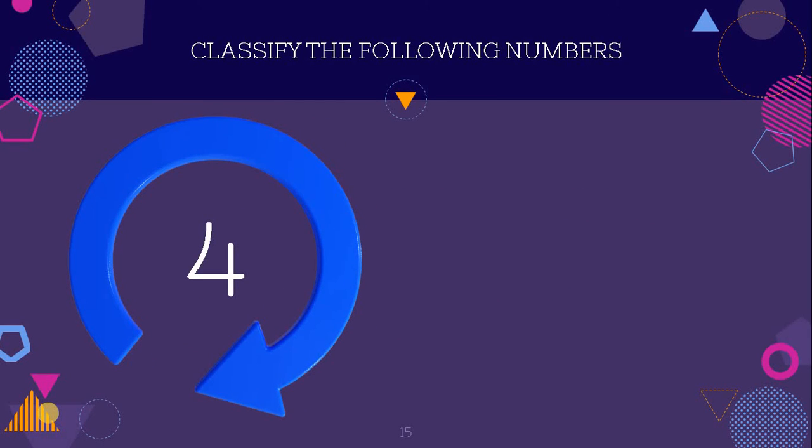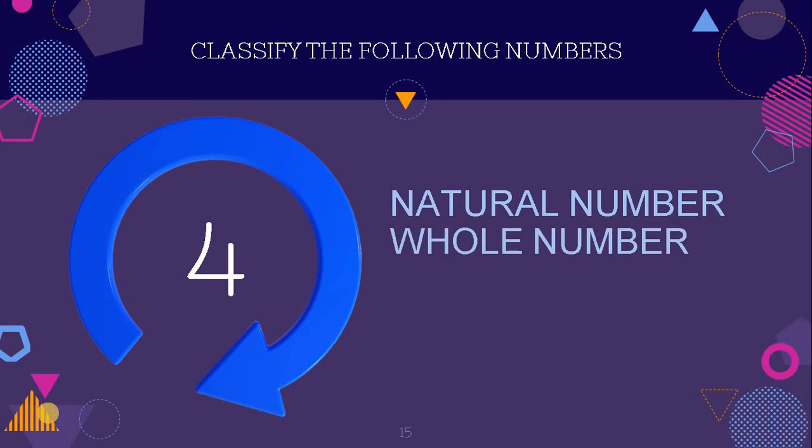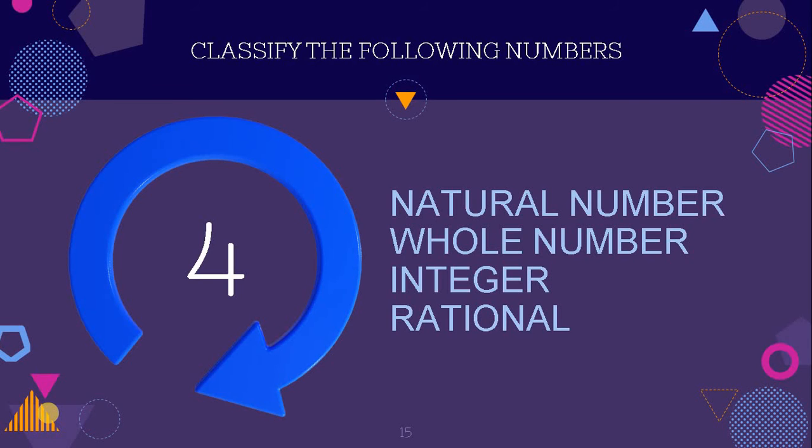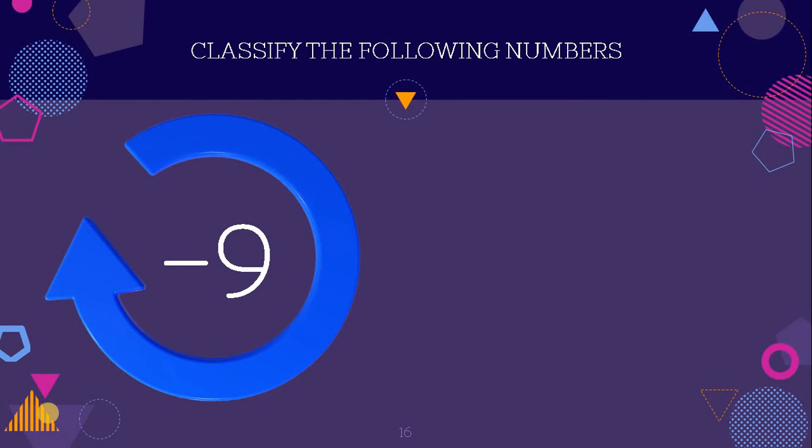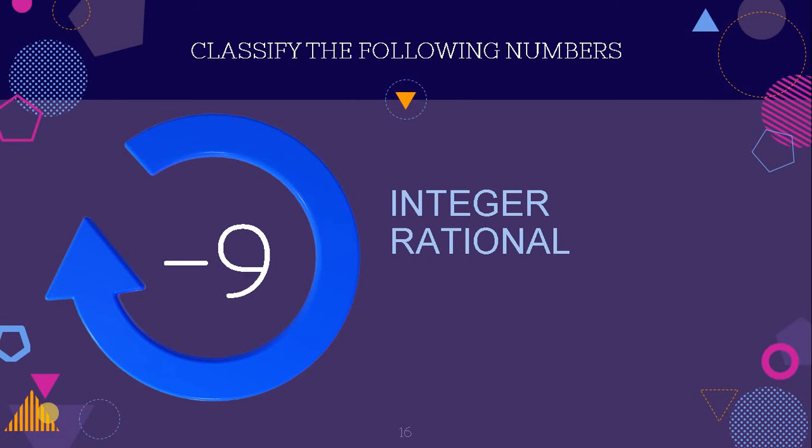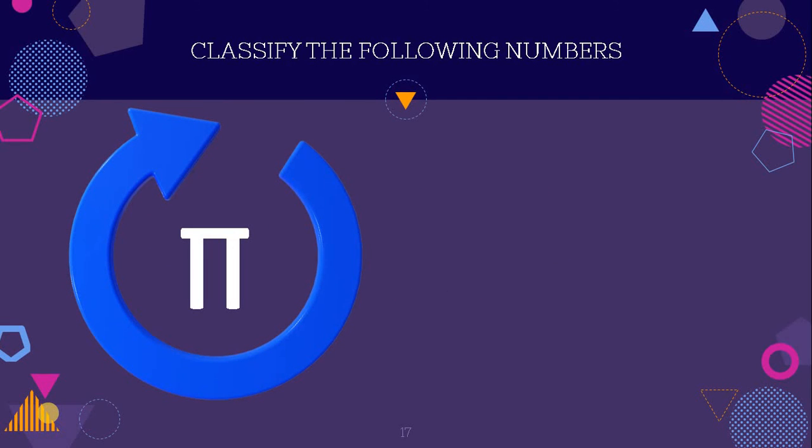Number 2, it's 4. Can you give one? Yes. 4 is a natural number, a whole number, an integer, a rational, and real too. The next number is negative 9. Negative 9 is an integer, of course, rational, and real number. The next one is, what symbol is that? Yes, it's a pi. Pi is an irrational number, and yes, it's a real number.